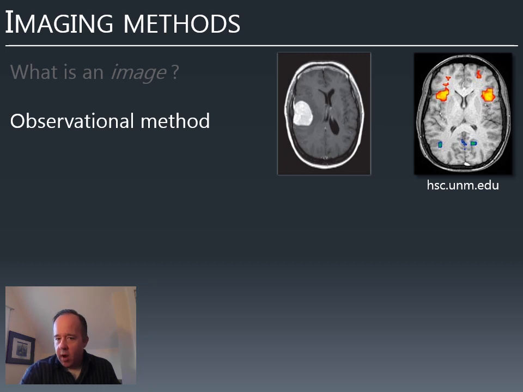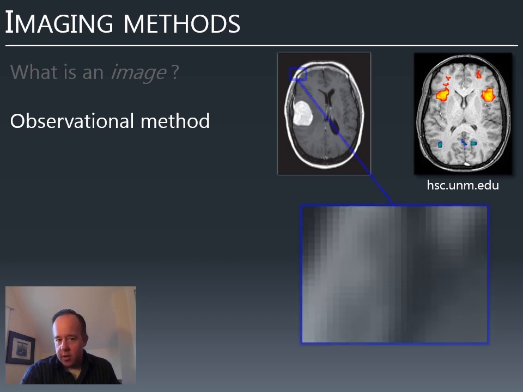We are measuring the brain. We are not changing anything about the brain. This technique did not induce that brain lesion on the left. This technique did not induce that neural activity on the right. It's simply occurring. But we can measure how the brain is built. We can measure which parts of the brain are active. So these are observational techniques.